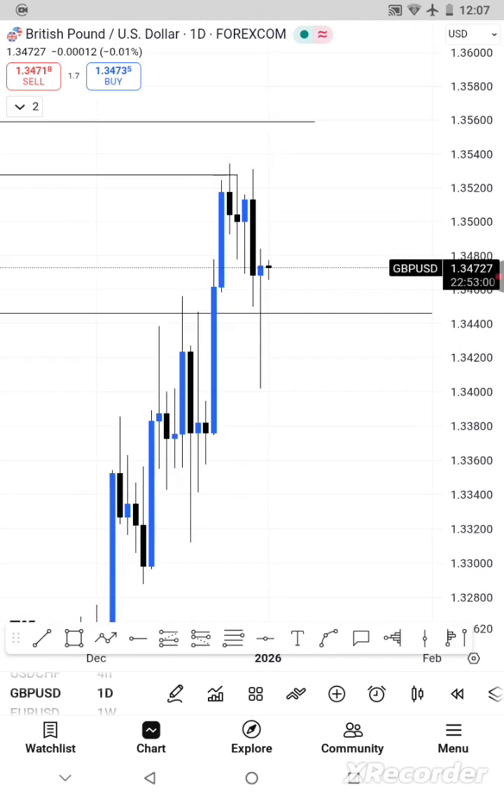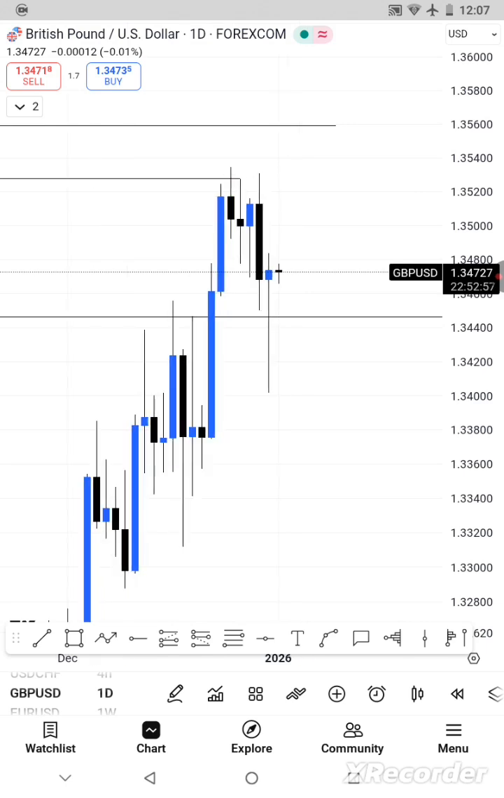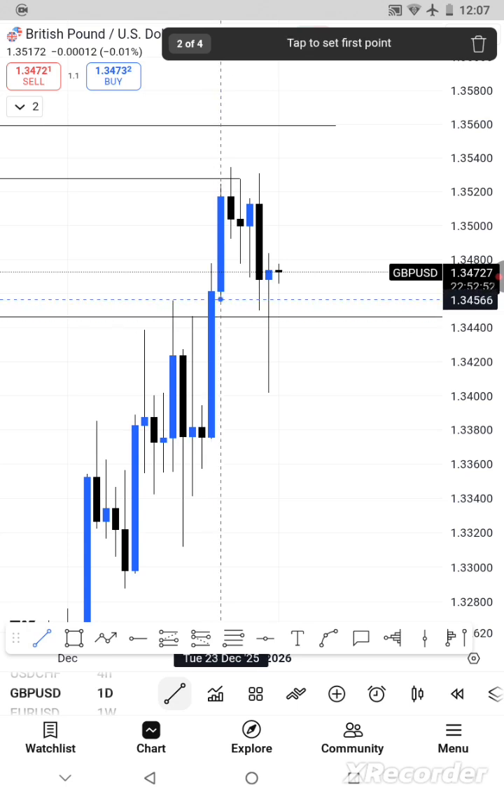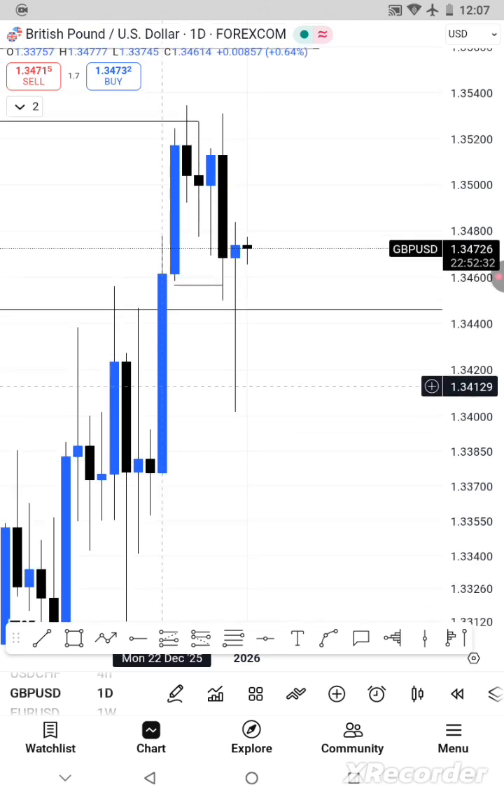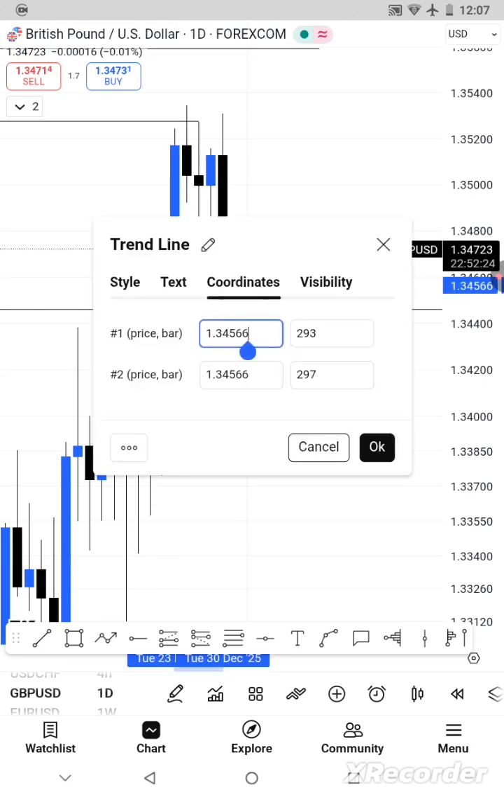Right now, you have to understand the market moves from ERL to IRL. The market moves from external range liquidity to internal range liquidity. If you go on YouTube, you will understand better. But right now, you can see that on this time frame, the market has taken the low of this candle and formed a CRT.